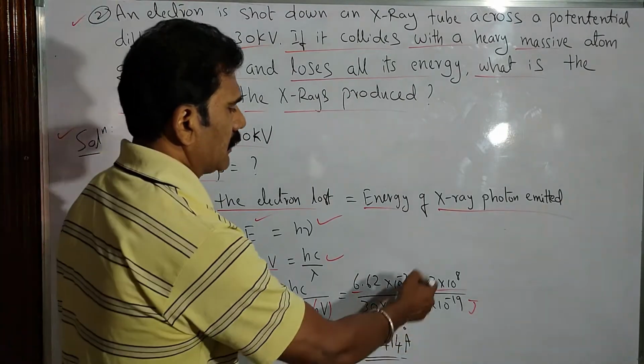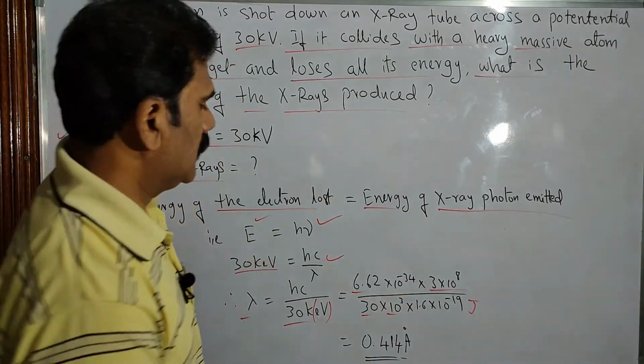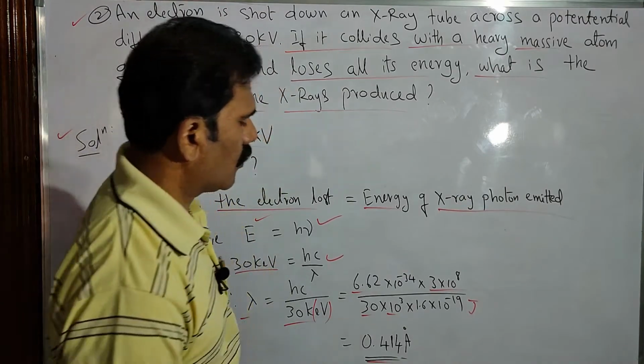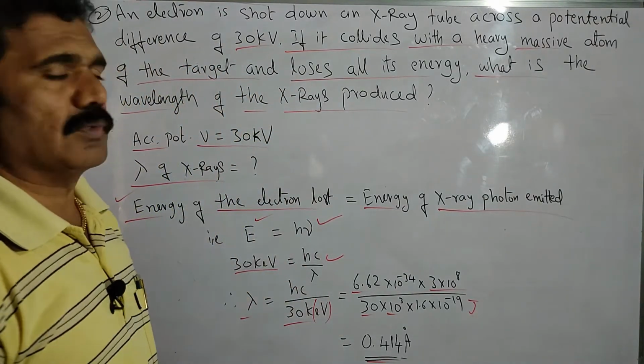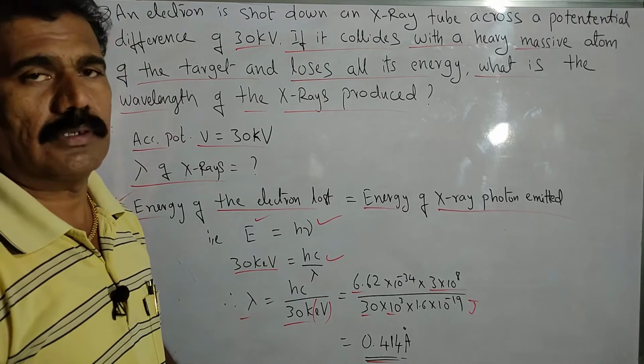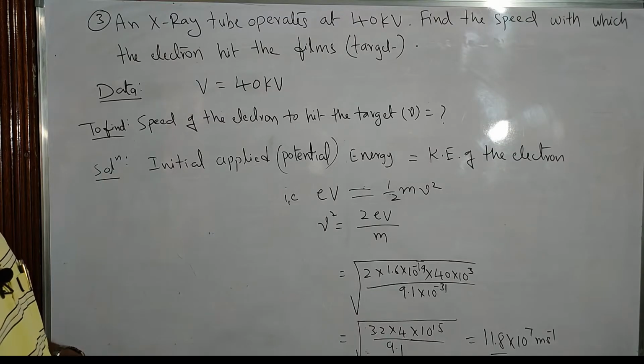If you calculate this value, it is found to be 0.414 angstrom, the wavelength of X-rays produced in the X-ray tube. Clear? Okay, note down the next problem.